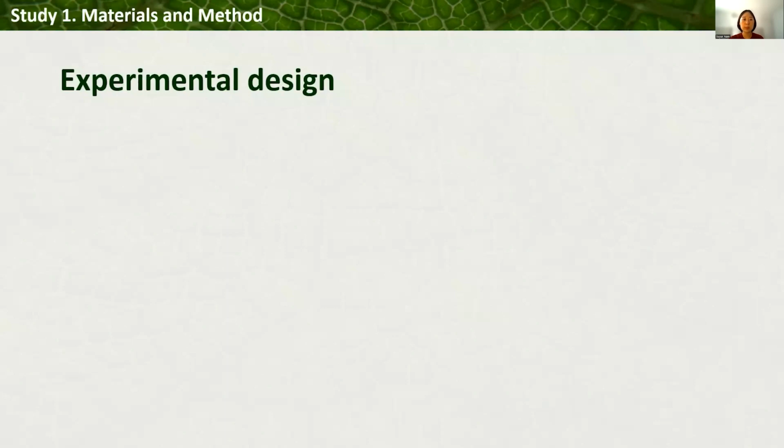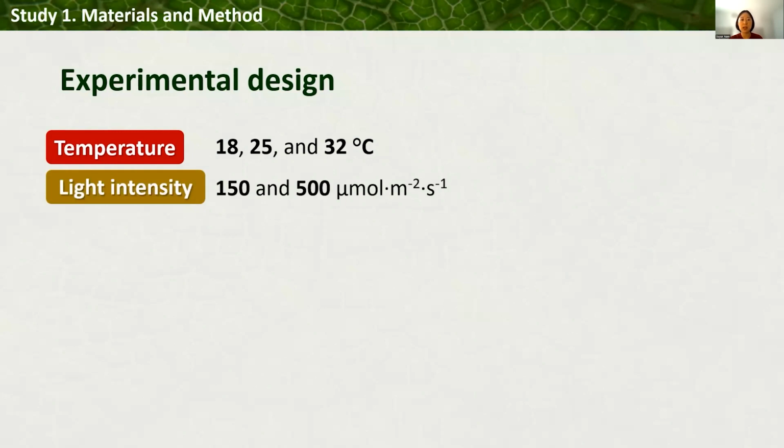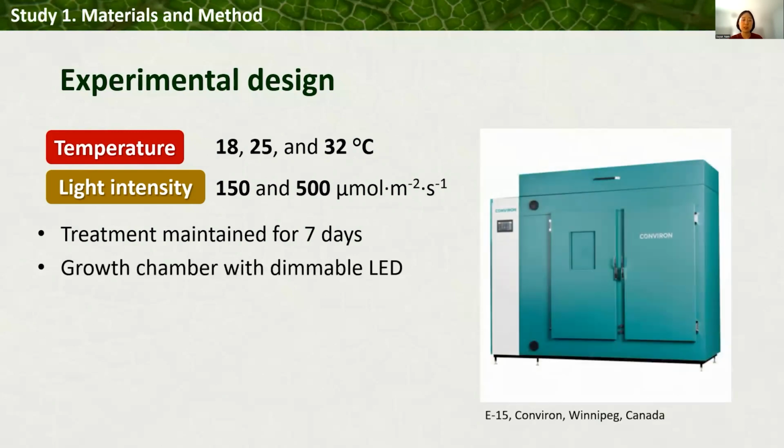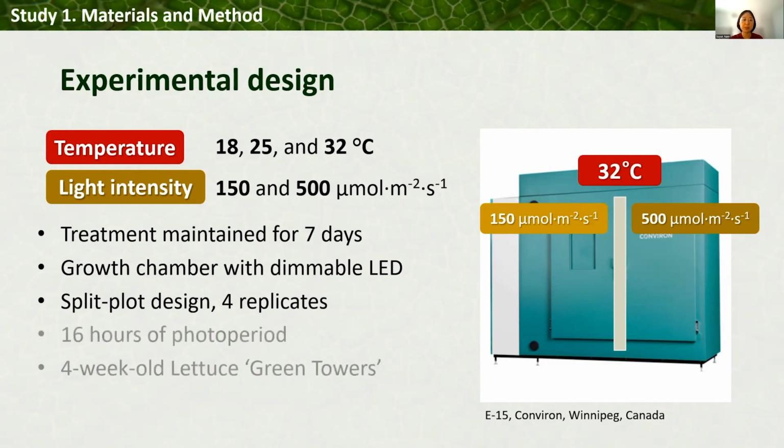For study 1, the experimental design is like this. There are 3 different temperature ranges, 18, 25, and 32 degrees C, which is low, medium, and high. Light intensity also has 2 different ranges, low and high, 150 and 500 PPFD. These treatment combinations were maintained for 7 days, 1 week. The experiment was conducted in a growth chamber with dimmable LEDs and a split-block design. For example, if 30 degrees C was maintained, there's a reflective wall in between so that we can provide 2 different light intensities which do not disrupt each other.